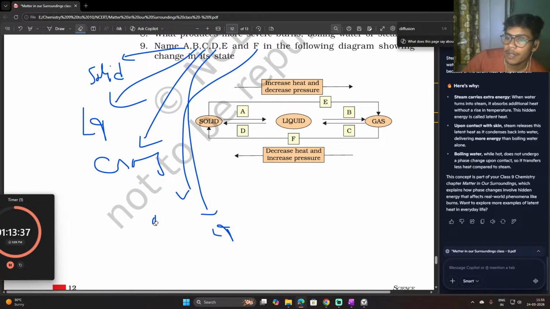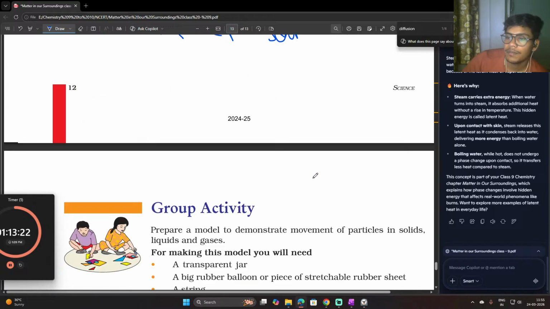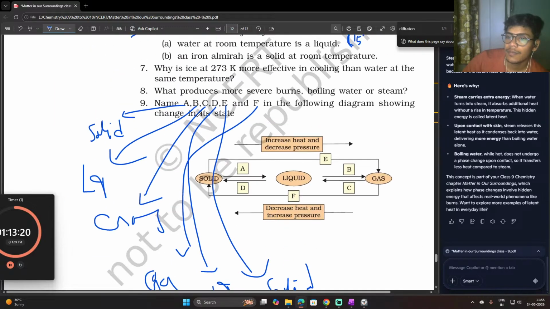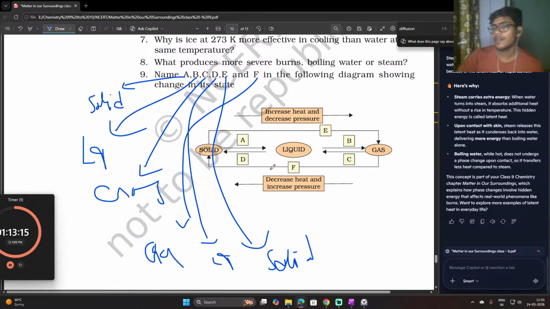So F is a gas, right? Becoming solid. So F is a gas, and what is E? E is solid to gas. So E is a solid. That's all. But let me see the answers.